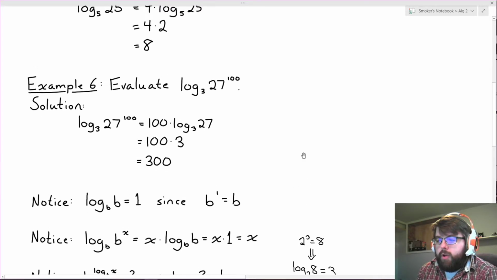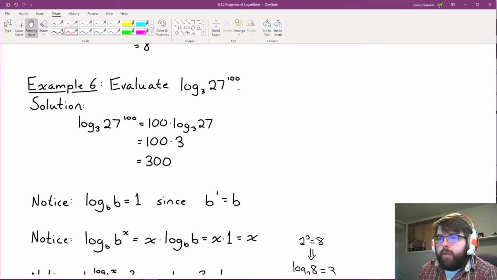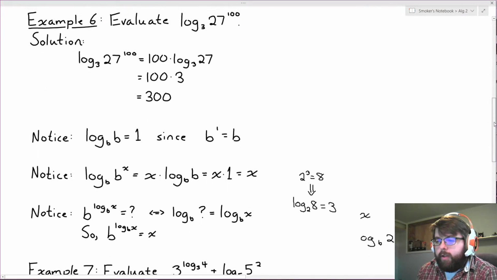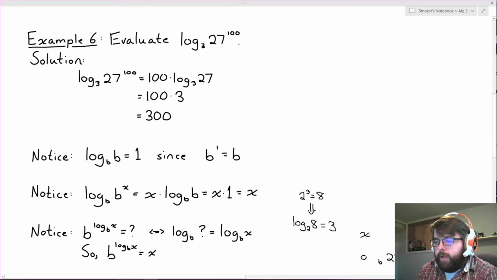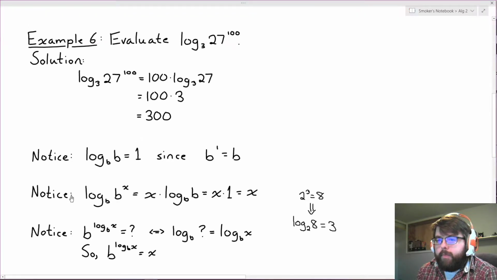So also notice, I'm going to erase whatever this is. Do I want to erase that? I'm not sure what's going on here. So I'm going to erase that.